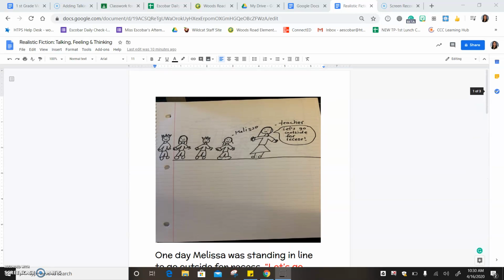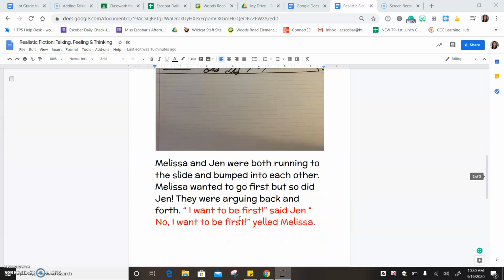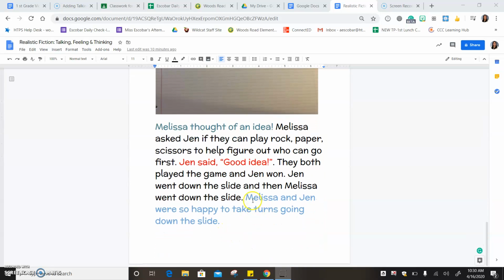And so then I went to see if I added any feeling into my story. If I said how any of my characters felt, like Melissa or Jen. And so I noticed I didn't have anything in my beginning, nothing in my middle, but I did add a feeling at the end of my story, where I said Melissa and Jen were really happy to take turns going down the slide. So there's my feeling.